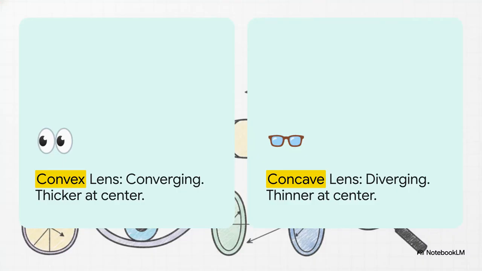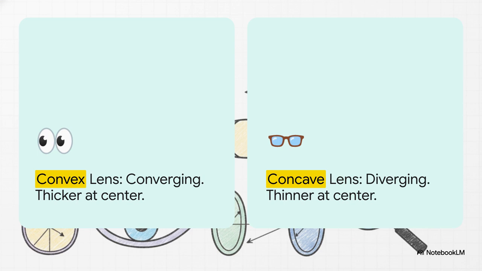Knowing that thickness and shape are literally everything, we have to look at the two primary shapes used to correct vision. Every spherical lens is bounded by two curved surfaces, and they basically fall into two main categories. First up, we have convex lenses. These kind of bulge outward on both sides, making them thicker at the center and much thinner at the edges.